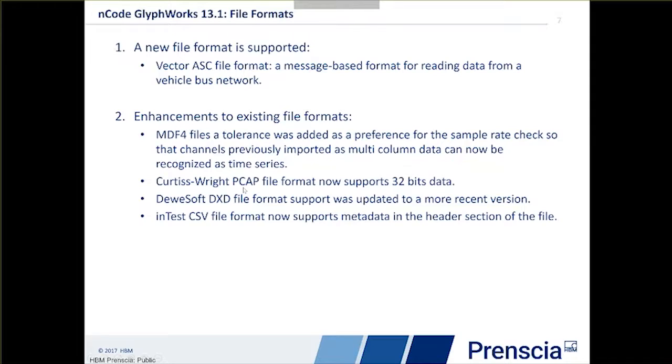Then the Curtiss-Wright PCAP file format. Again, that's a bus network type format, but this one is more used in the aerospace world. So far we were supporting only data defined on 16 bits, and now in version 13.1 we support 32 bits data as well. The DWSoft DXD file format has been upgraded with the latest version of DWSoft, and the in-test CSV file supports metadata with specific keywords and formatting in the header of the file.